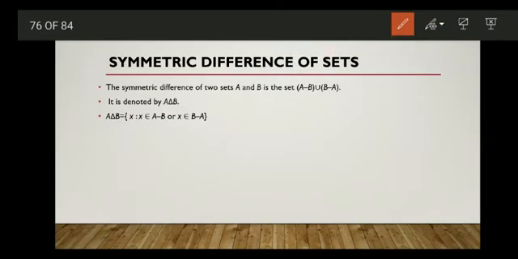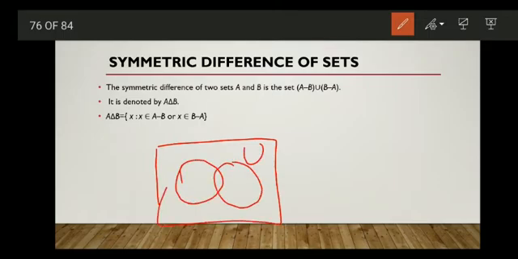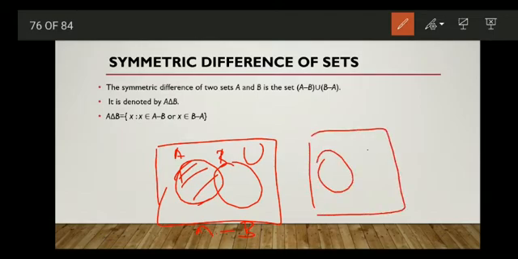Okay. So how to draw the Venn diagram? First draw the Venn diagram of A difference B. A, B. A difference B will be this one, right? Elements only in A but not in B. Then draw B difference A. B difference A means elements that are only in B but not in A. So we have to combine these two.